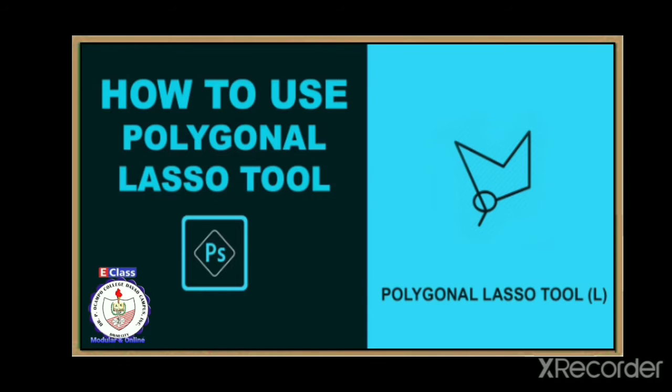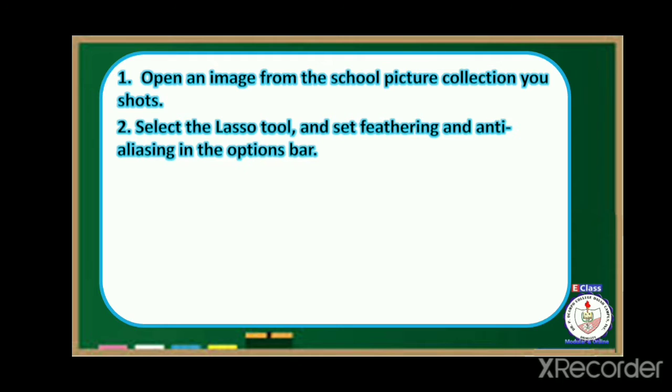How to use a polygonal lasso tool. First, open the image from the school picture collection. Second, select the lasso tool and set feathering and anti-aliasing in the options bar.